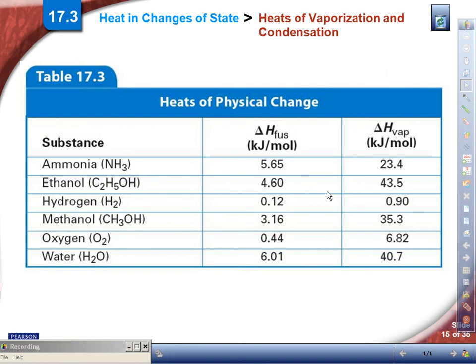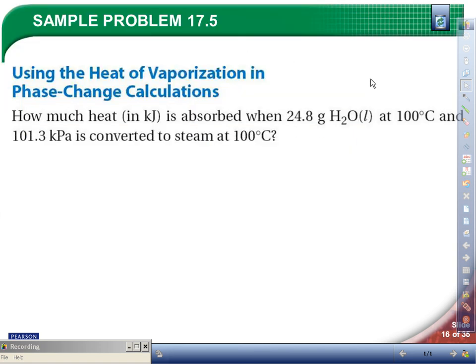These are some values that are in your book. This table is in your book, and you see the heats of fusion, which of course are the same as heat of solidification because they're equal but opposite. And my heat of vaporization, which is equal to my heat of condensation, which again is equal and opposite. So anytime you need some values, you're going to look to this table.